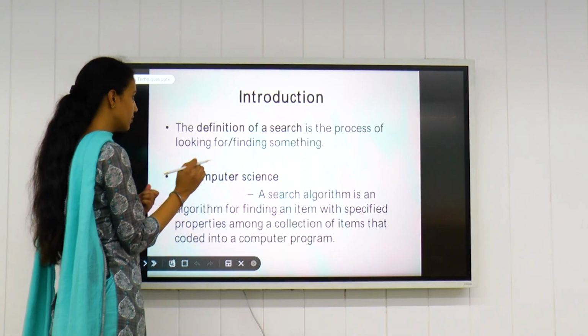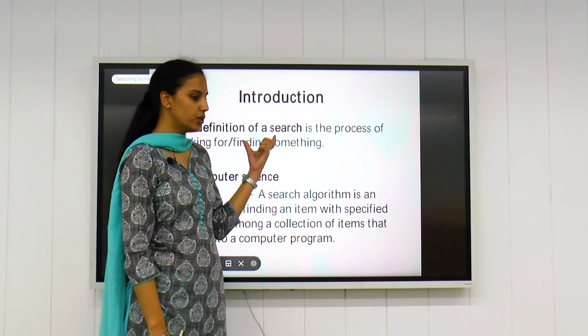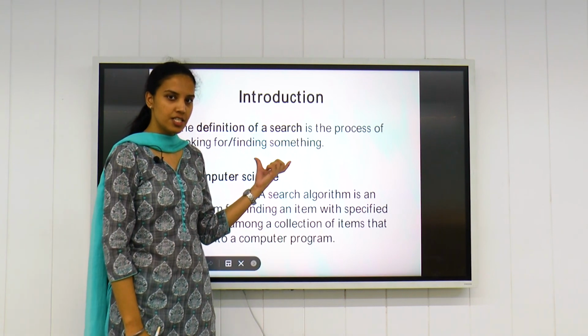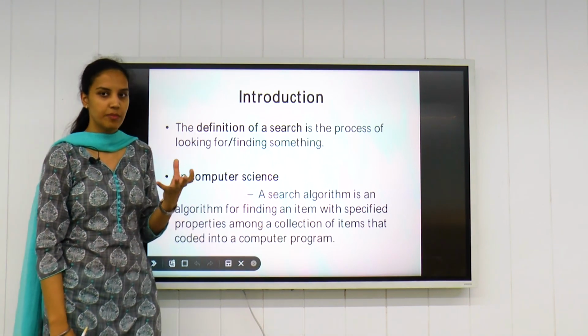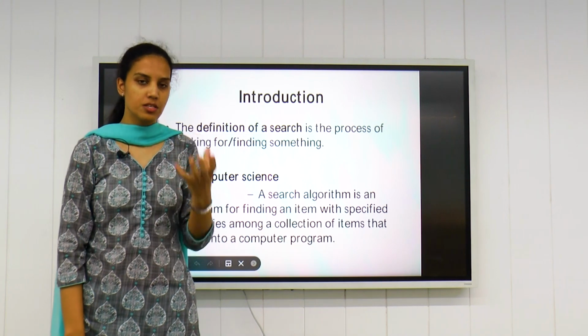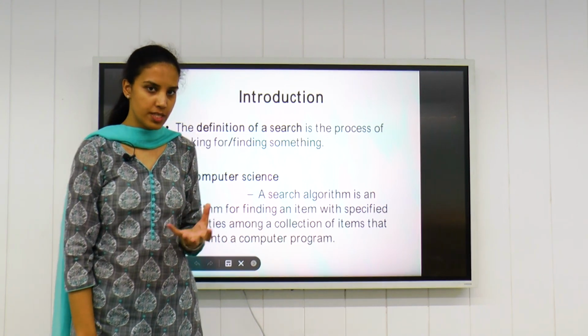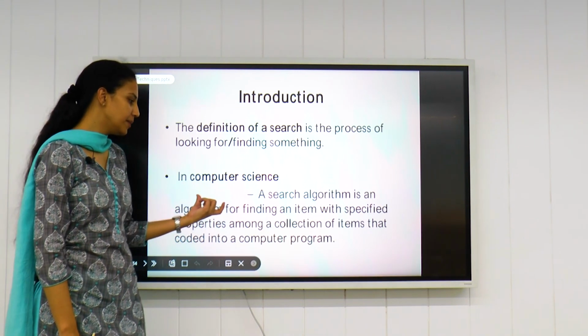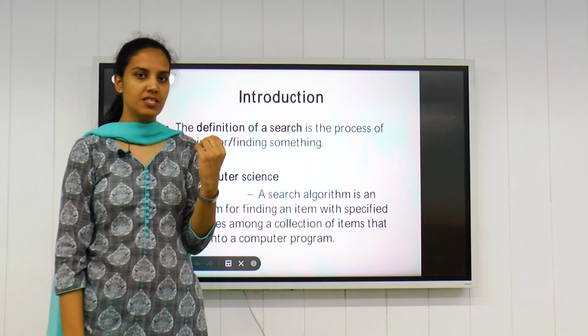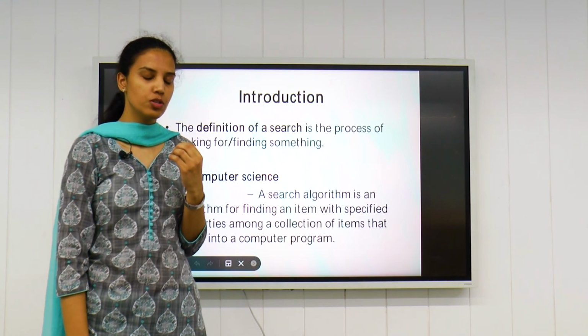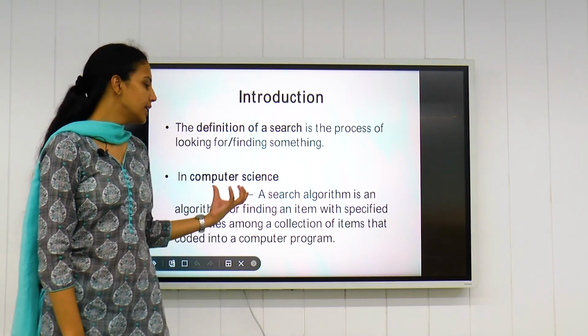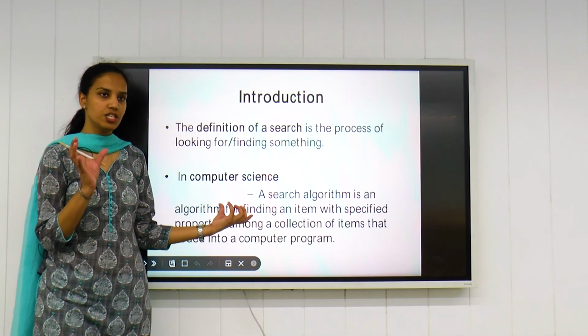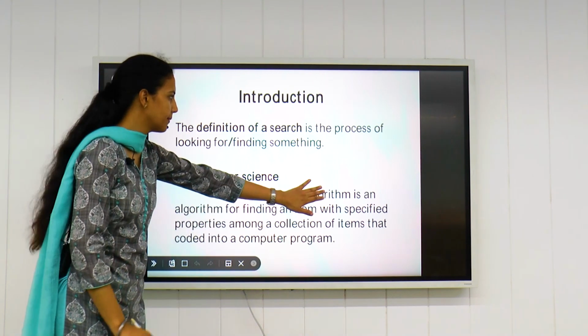Moving on, we'll start with what a word like searching actually means. Searching basically means to find out something. That means we need to look out for something. So in computer science, the word search basically means we are looking for a specific element or a specific item in a list of variables or in a list of elements given to us.